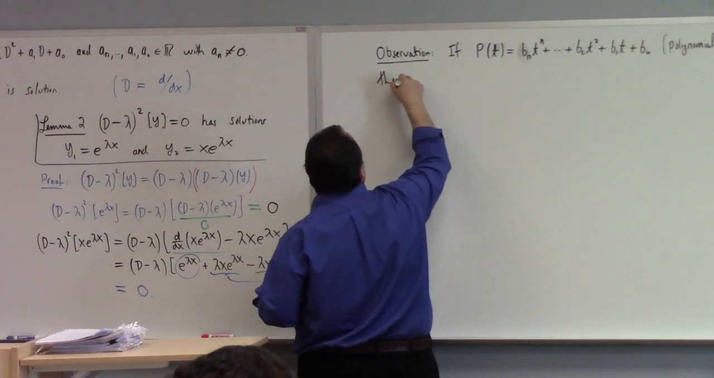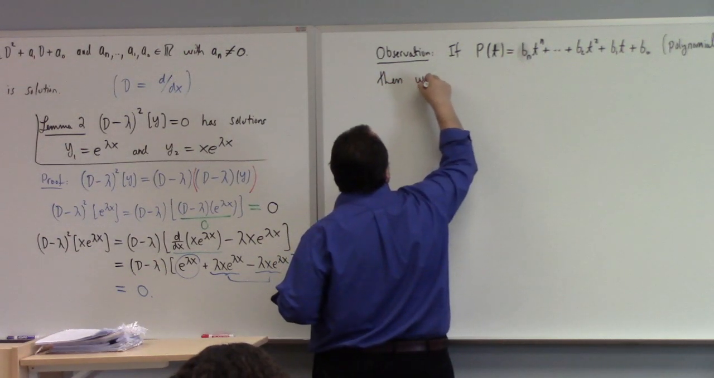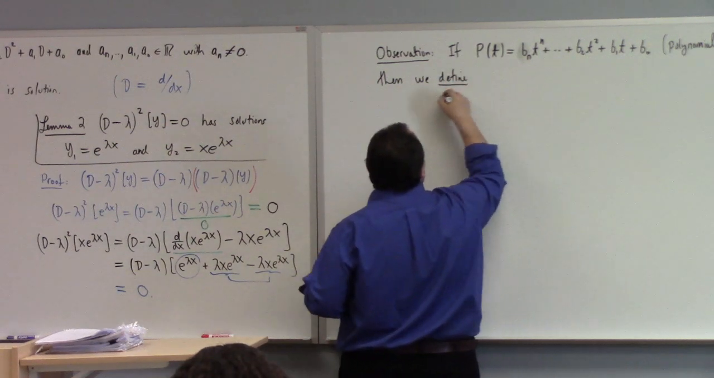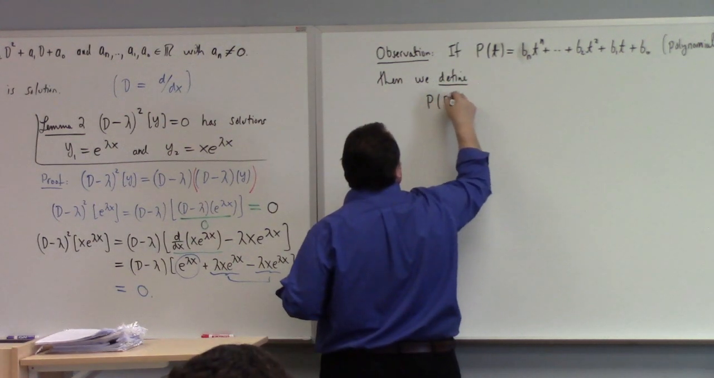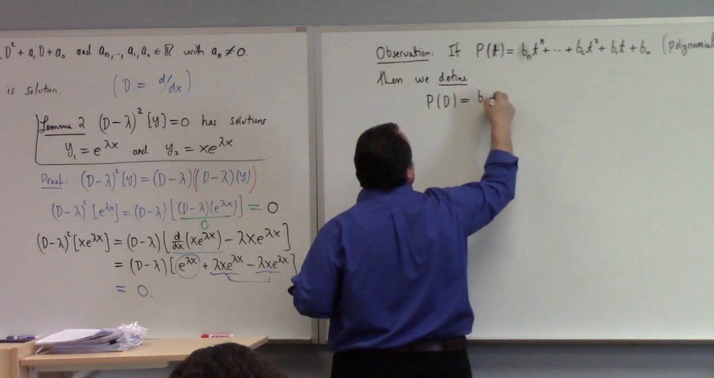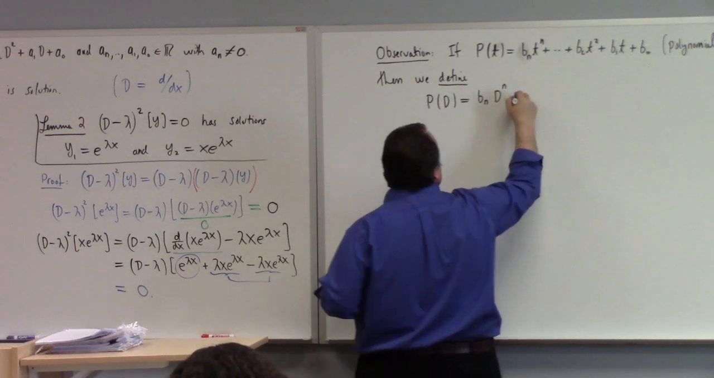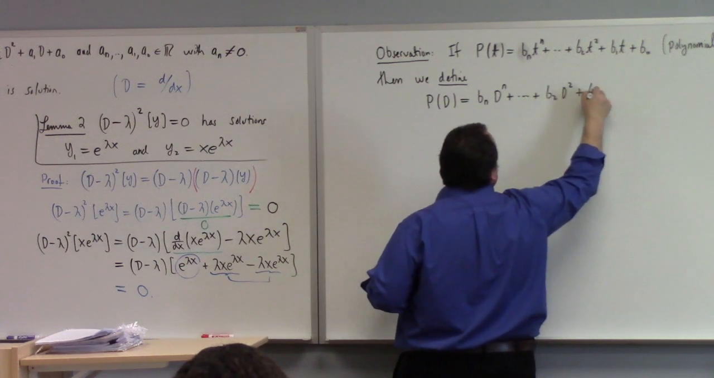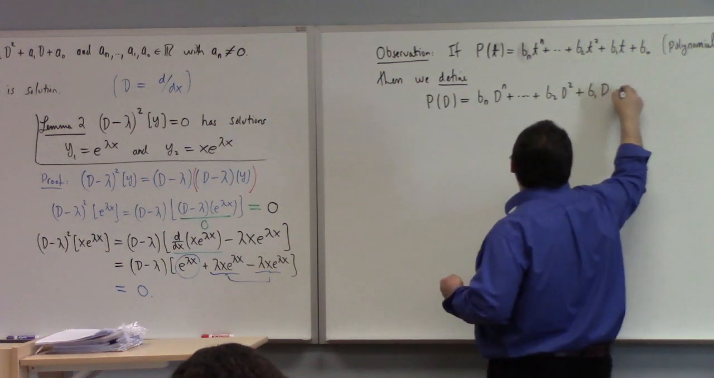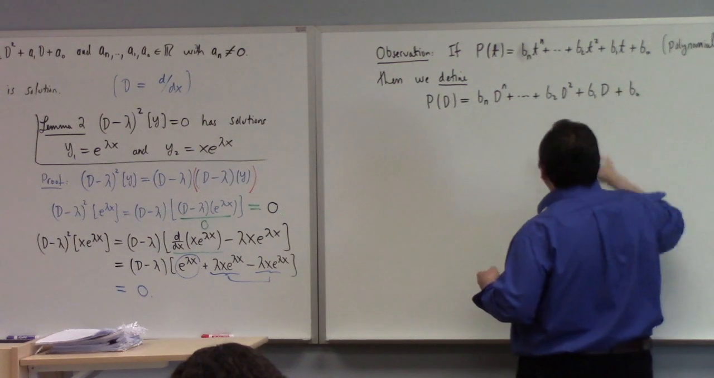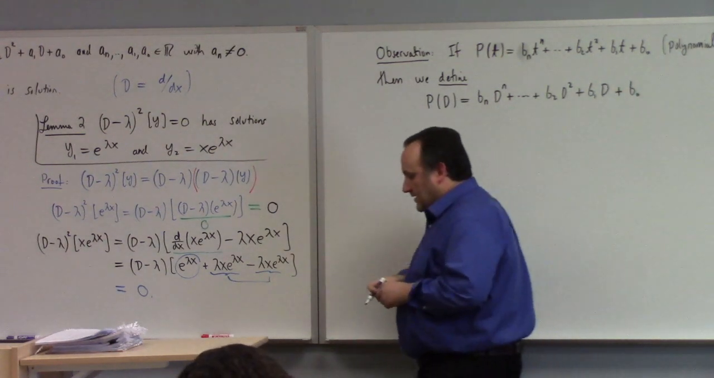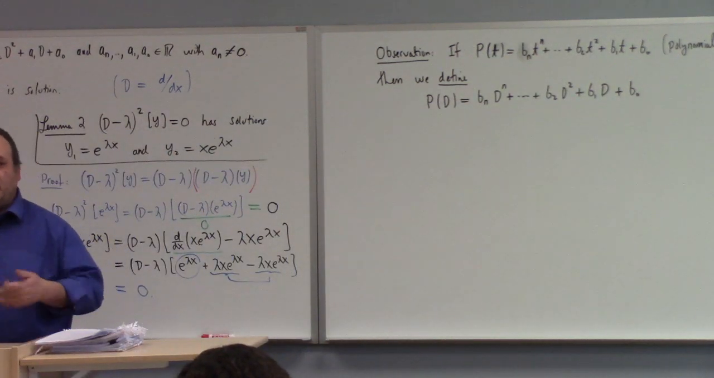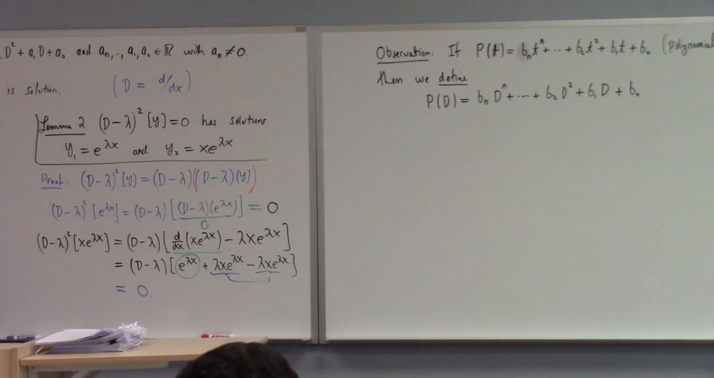Then we define p of the differentiation operator, like bn D to the power n plus dot dot dot plus b2 D squared plus b1 times the differentiation operator plus b0. So if we have a polynomial, we can define a corresponding polynomial of the differentiation operator. All right?